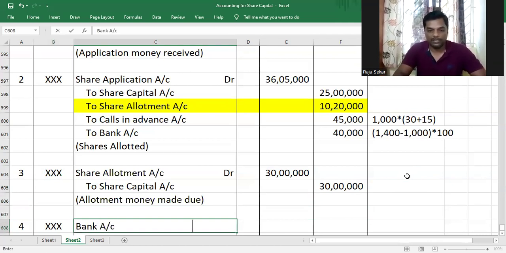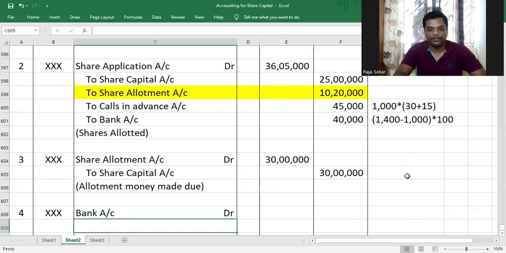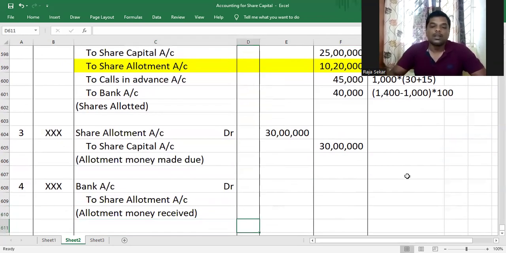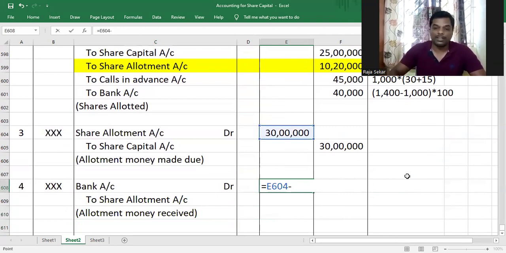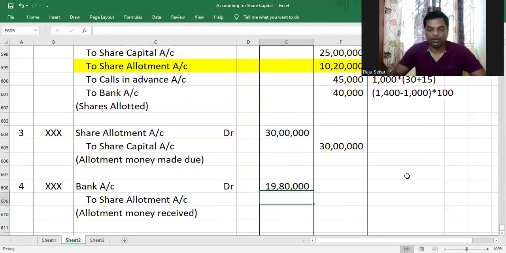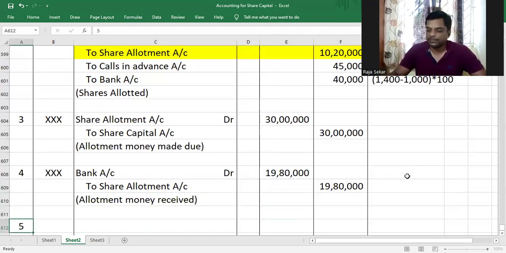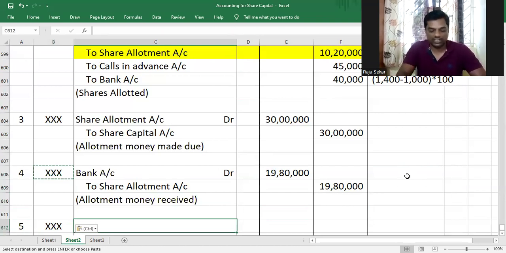Bank account will be debited when we receive the allotment money, and share allotment account will be credited. Allotment money received, and that will be how much, my dear children? It will be the total amount made due minus whatever we have credited to share allotment account. Just 19 lakh 80,000. Then we got to make the first call due on all the 1 lakh shares.